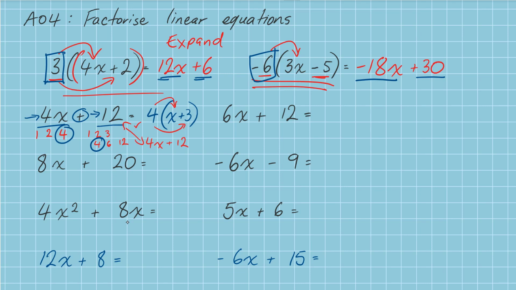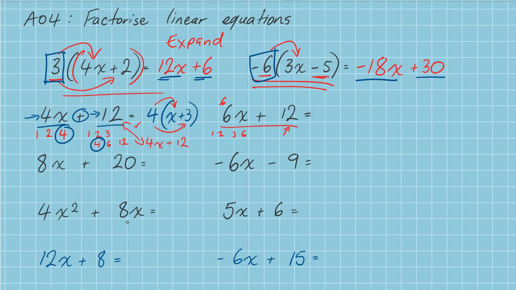Let's have a look at our next example. What's our common factor here? Now, hopefully some of you might have already noticed that 6 is a factor of 12. So we're going to use that one. The highest factor of 6 is 6 itself, right? 1, 2, 3, and 6.